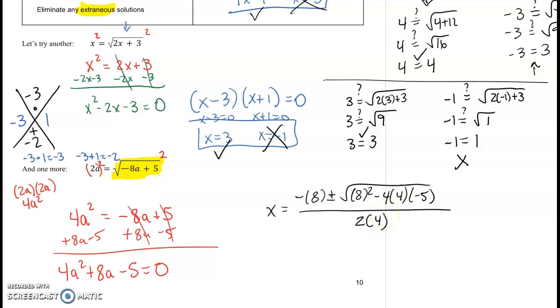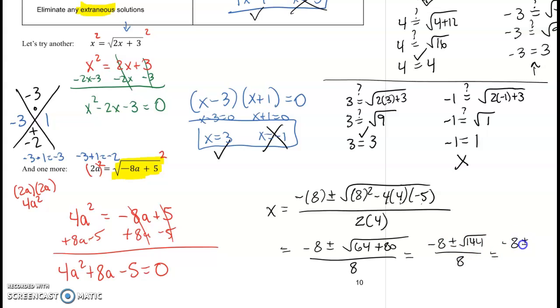Opposite of b plus or minus the square root of b squared minus 4ac all over 2a. Plug in all my numbers. And I'm going to start simplifying. The opposite of 8 is negative 8. 8 squared is 64. Negative 4 times negative 5 is positive 80. Oh, at the bottom, I almost didn't simplify. 2 times 4 is 8. 64 plus 80 is 144. And if you were to type that in your calculator, or you know your perfect squares list, the square root of 144 is 12.